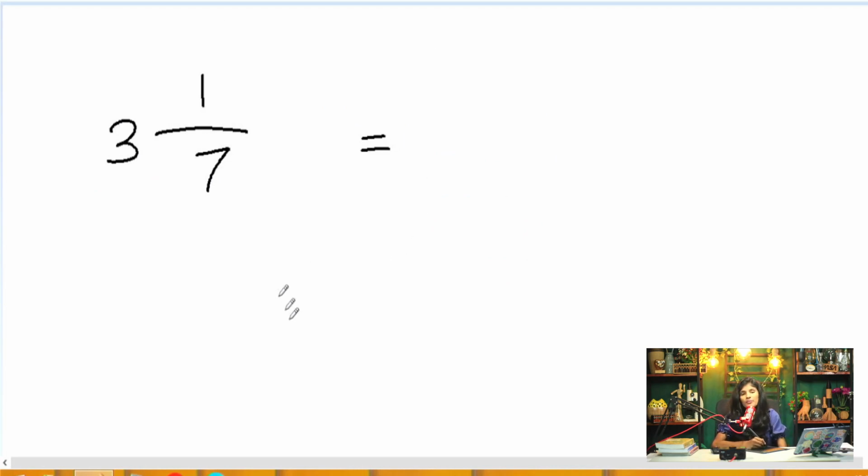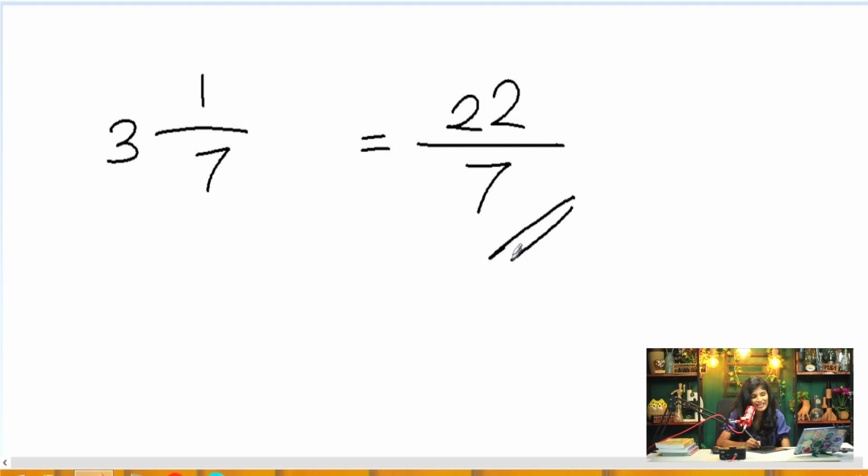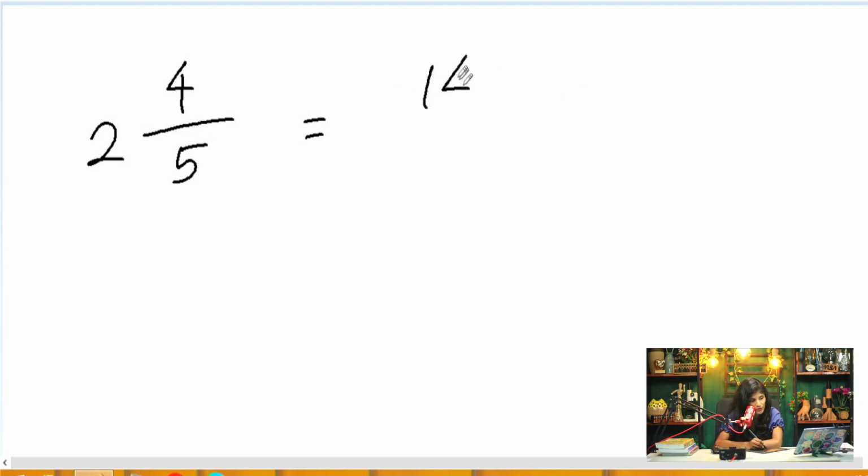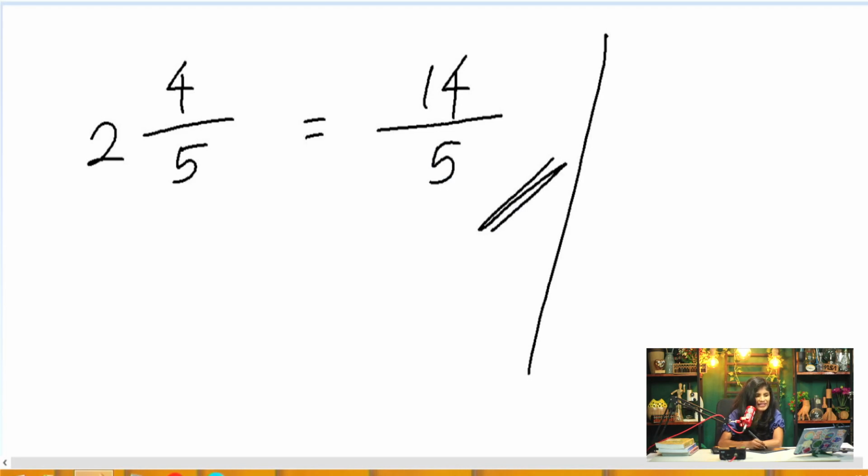So, 7 and 3 have to be multiplied. 7 times 3 is 21. 21 plus 1 is 22. The denominator is the same. That is 7. Done. Next question. 2, 5 and here let's put 4. So 5 times 2 is 10. 10 plus 4 is 14. 14 over 5. Very easy, right? Let's do another example here itself.